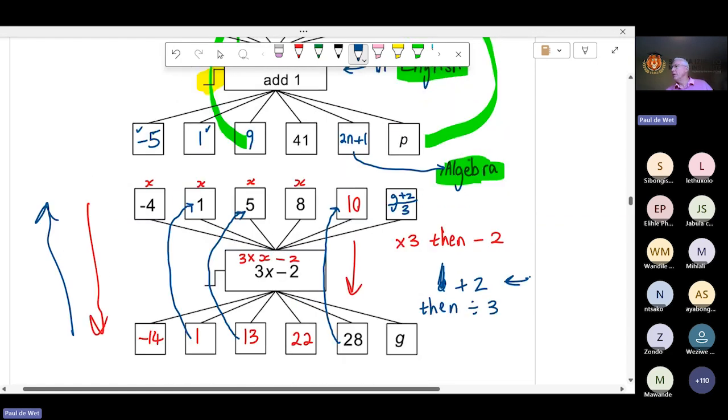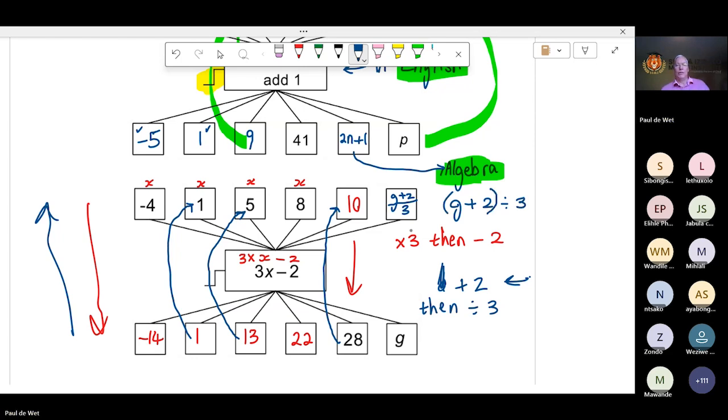If we write it as G plus 2 like this, it would be wrong. We would have to have brackets to do the G plus 2 and then divide by 3.